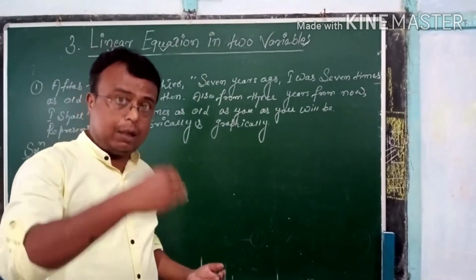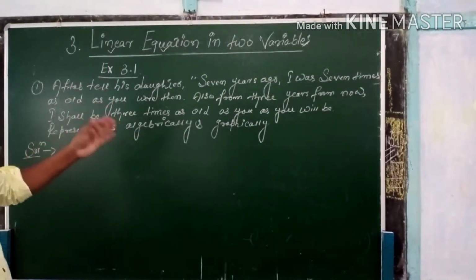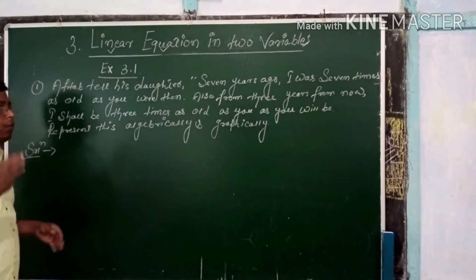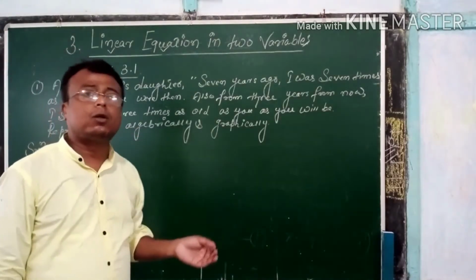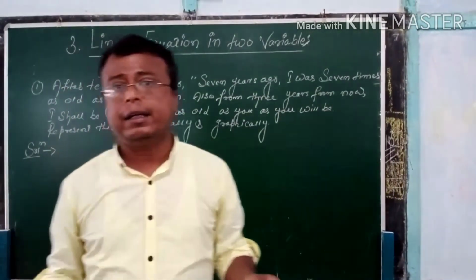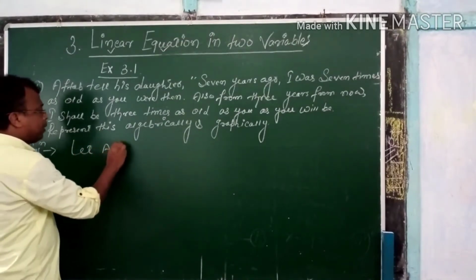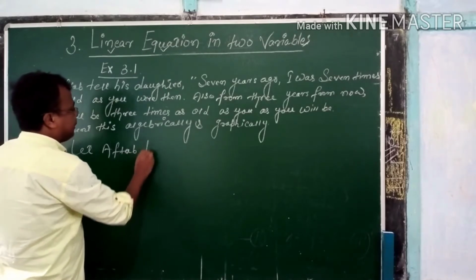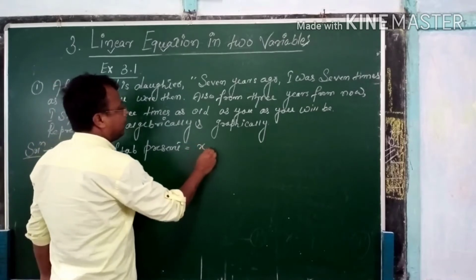Now in this whole question, what is unknown to you? Yes, here the present age of Aftab and the present age of the daughter are unknown to us. So we have to first find out the unknown things here. Alright, so let Aftab's present age be x years.